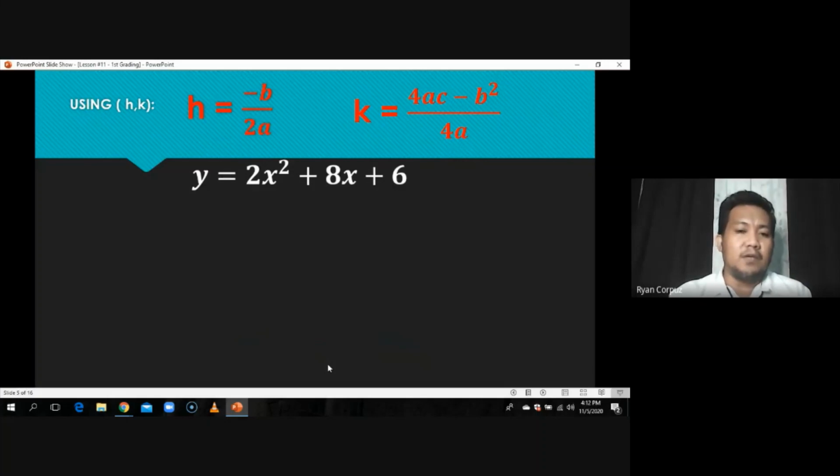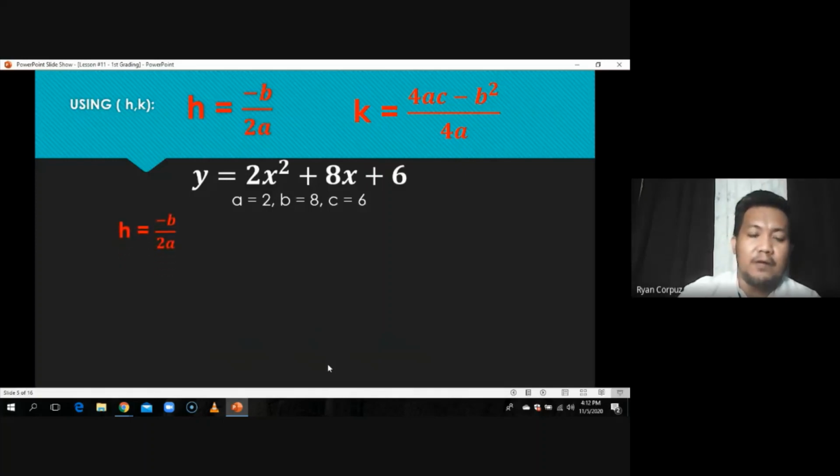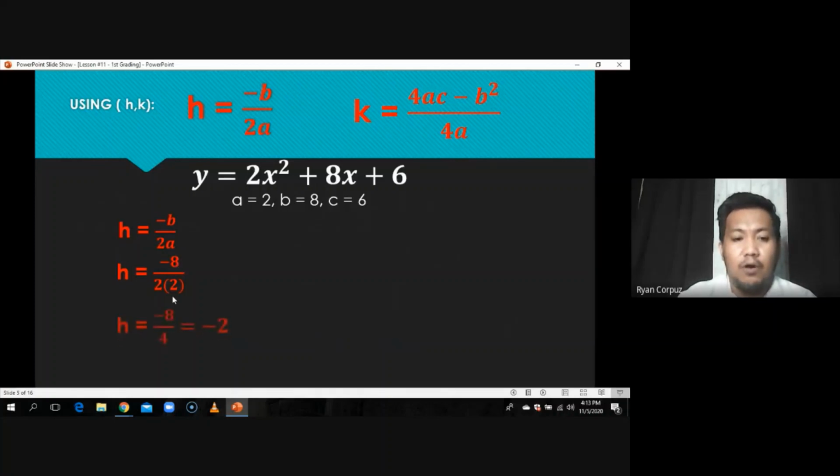So using the same given quadratic function, para magamit mo yung formula for H and K, you have to find out first the values of A, B, and C. So A is 2, B is 8, C is 6. So using the formula for finding H, just simply substitute. The value of B is 8. So negative of 8, it should be negative 8 over 2 times the value of A, which is 2. Then simplify this, negative 8 over 4, and negative 8 divided by 4 is negative 2. That's the value of H now.